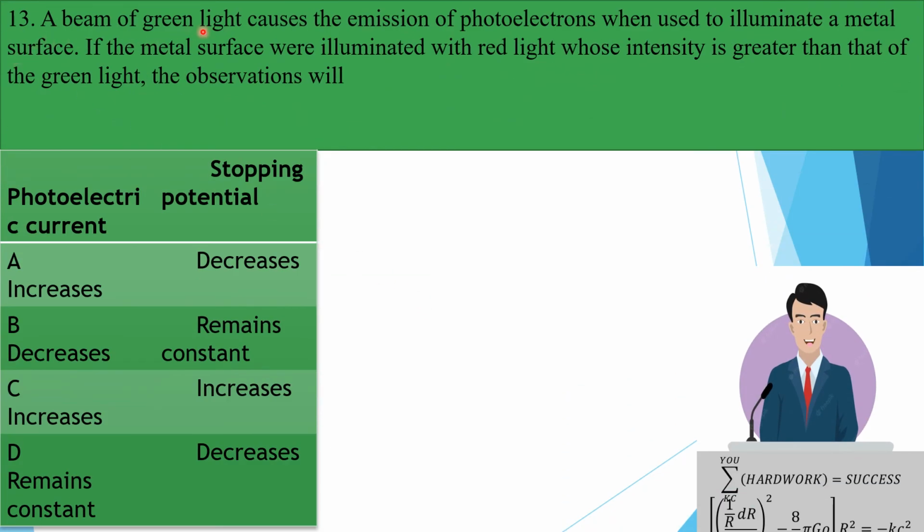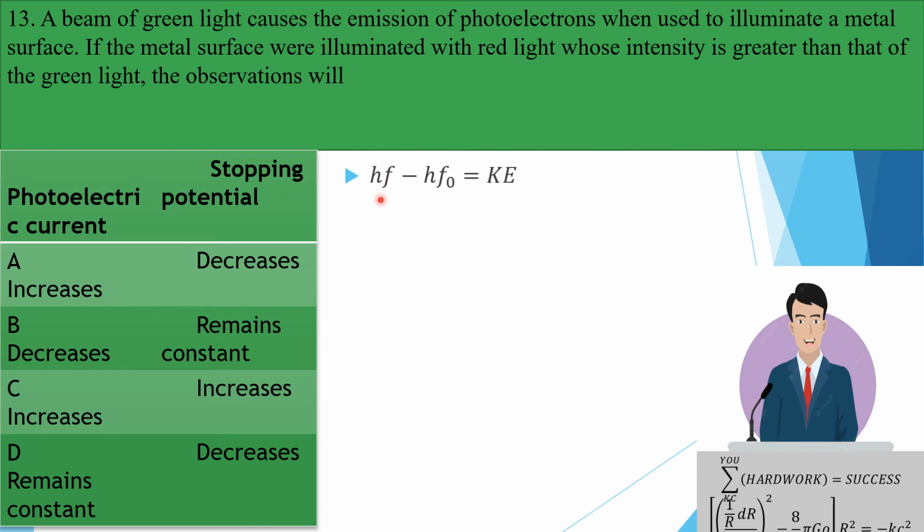We have a beam of green light that causes the emission of photoelectrons when used to illuminate a metal surface. If the metal surface were illuminated with red light whose intensity is greater than that of the green light, the observation will be, all right, so there are two things you have changed. First, you've changed the color of light being used. Now you are using red light. The truth is red light has a lower energy compared to green light. If it has lower energy and there are still photoelectrons ejected from the photosensitive surface, the kinetic energy of the photoelectrons will now be lower, because the energy of the incident radiation is now lower, according to this equation.